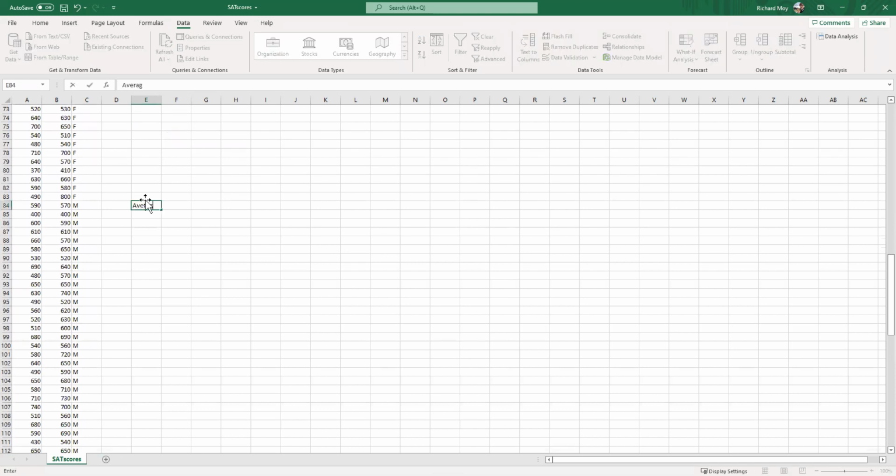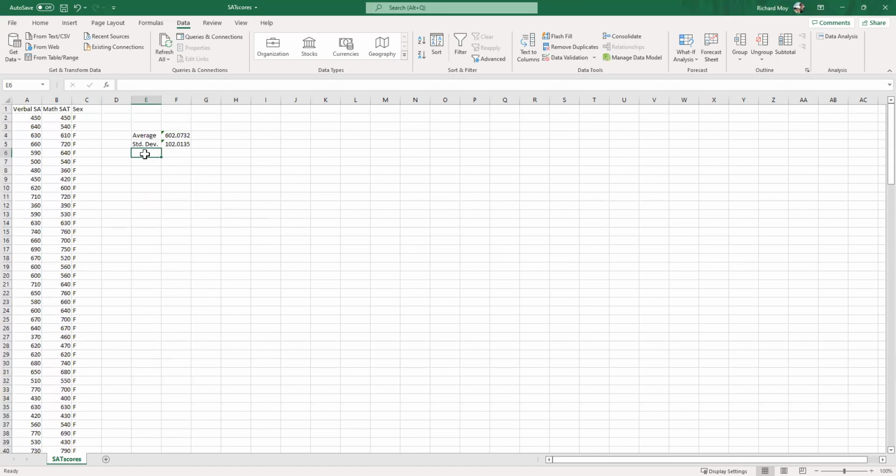So for men, the average verbal SAT score from our sample is 590.38. And the standard deviation comes out to about 97.18.